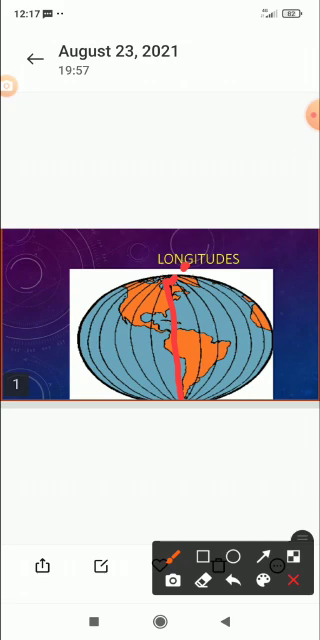Latitudes and longitudes create a net that covers the map and helps us locate places. You can easily locate a place on the globe or map. Children, okay.